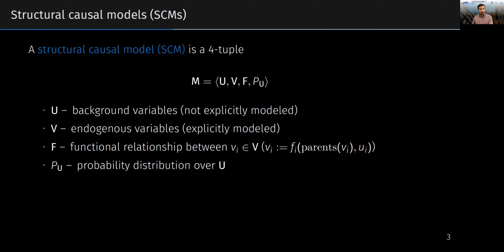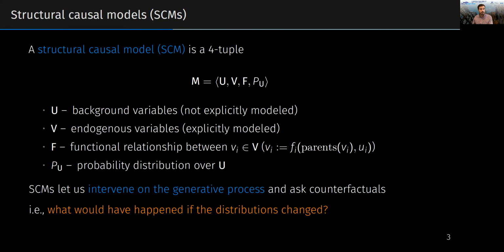Formally, an SCM is a tuple containing background variables, which are outside the model, endogenous variables, which are the covariates being explicitly accounted for, a set of functional relationships relating the background and endogenous variables, and a probability distribution over the background variables to account for uncertainty. The SCM defines a generative process which we can intervene upon to ask counterfactuals, which basically is what would have happened if the distributions of the covariates changed.